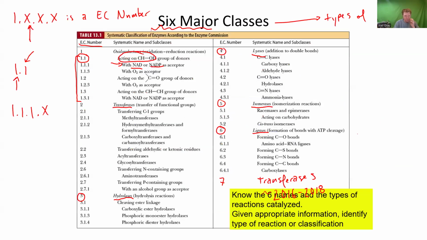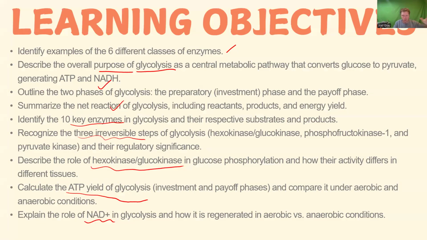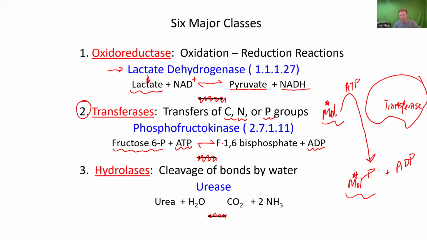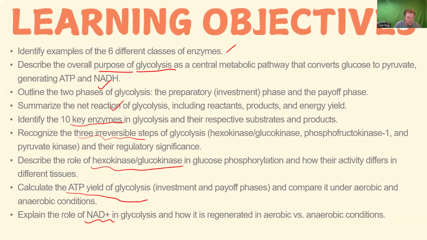Here are our learning objectives. I want you to identify examples of the 6 different classes of enzymes. I've given you those here, but we're also going to inventory glycolysis and ask: is this an oxidoreductase? Is this a transferase? Is this a hydrolase? We've talked about the overall purpose of glycolysis: basically glucose to pyruvate, and in the process, making ATP and NADH.